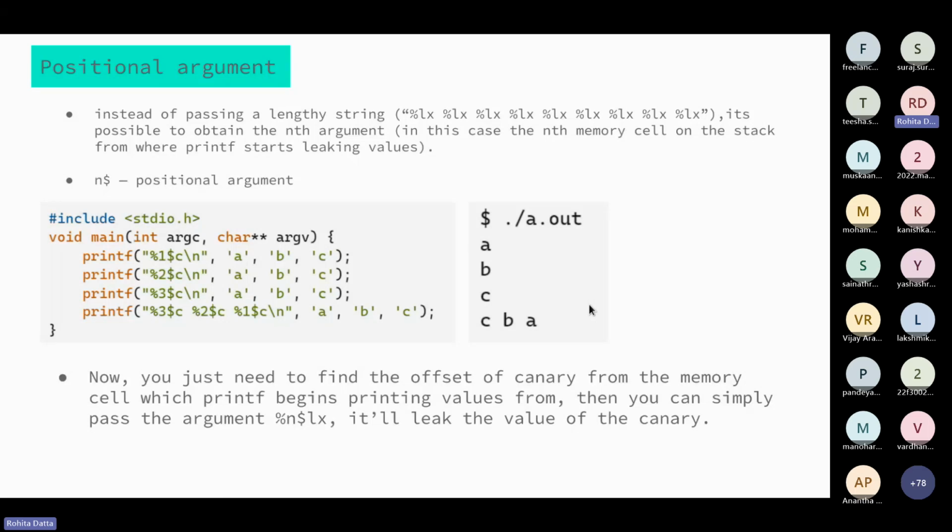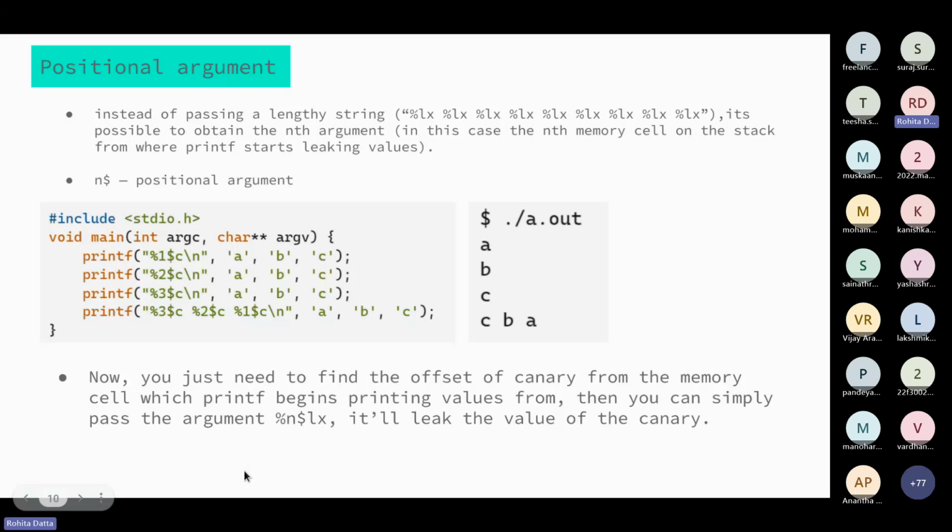Okay, so now that we have this, we already have a way of leaking memory addresses from the stack. Now we also have something that gives us control over exactly which memory address to leak. So once you find out what n is, you can just pass to printf this argument, %n$lx, and it'll print out exactly that argument.